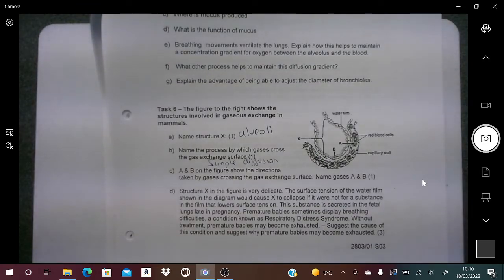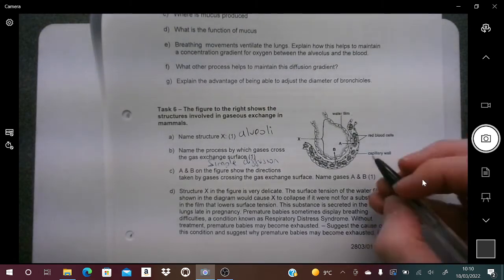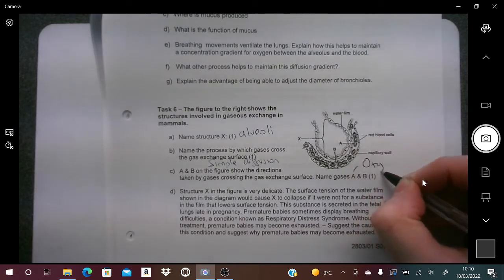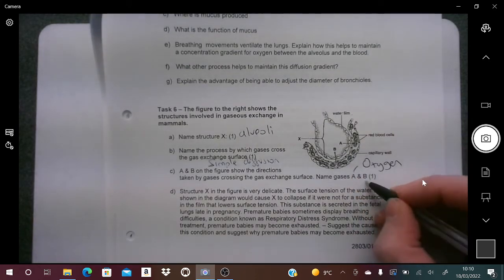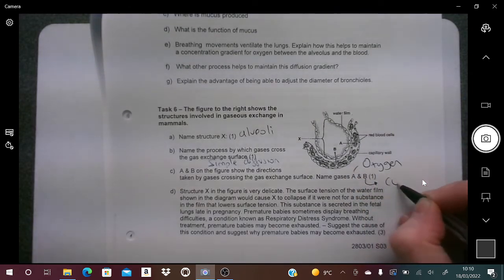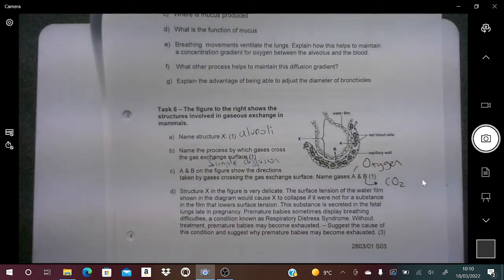A and B show the directions taken by the gases. Name the gases A and B. Well, A is going into the blood, so A must be oxygen. And B is going out of the blood into the alveoli, so that must be carbon dioxide.